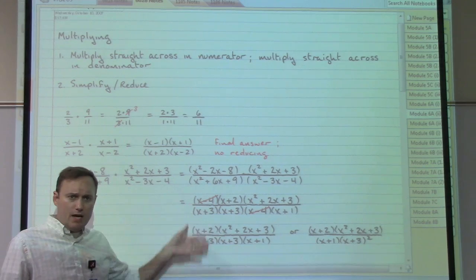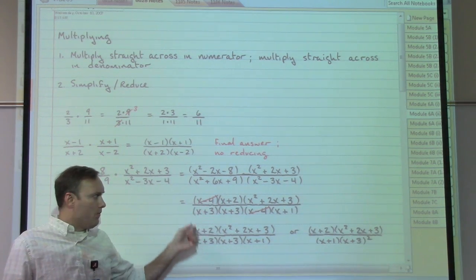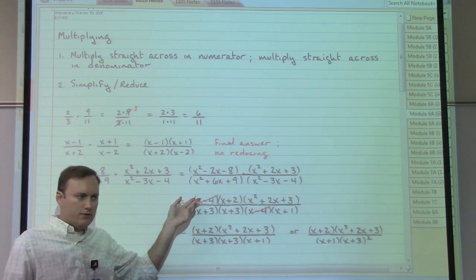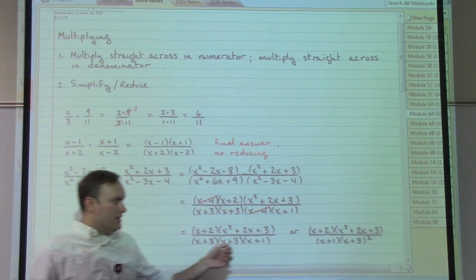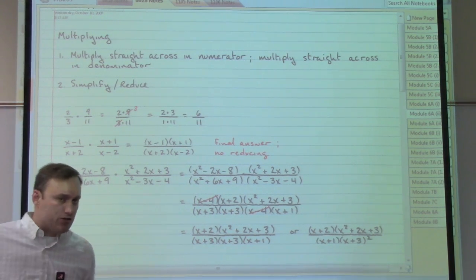And so for these multiplication problems, the reducing seems to be a much more time-consuming part, where we would have to go through all of our factoring procedures in order to get things factored as much as possible to see what may or may not be slashed out.